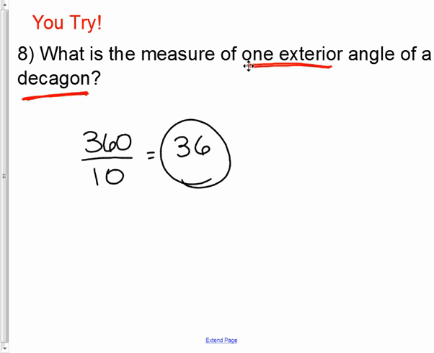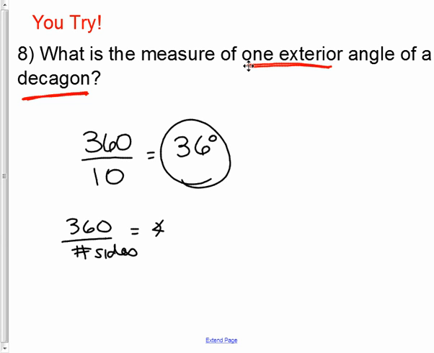Okay, so you should have gotten 36 degrees. So we said, remember, the total of all the exterior angles is 360. So you would take 360 divided by the number of sides to get the measure of one angle.